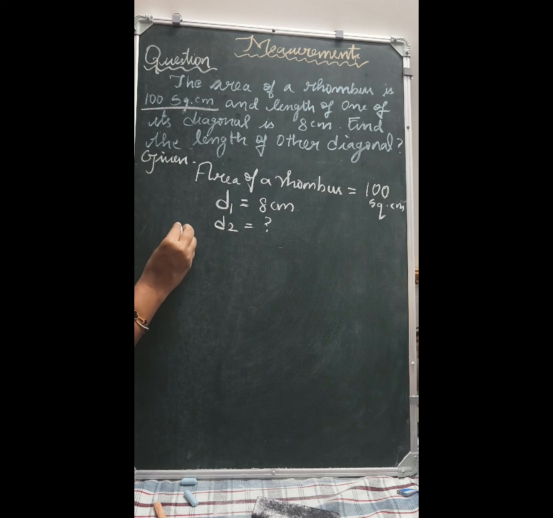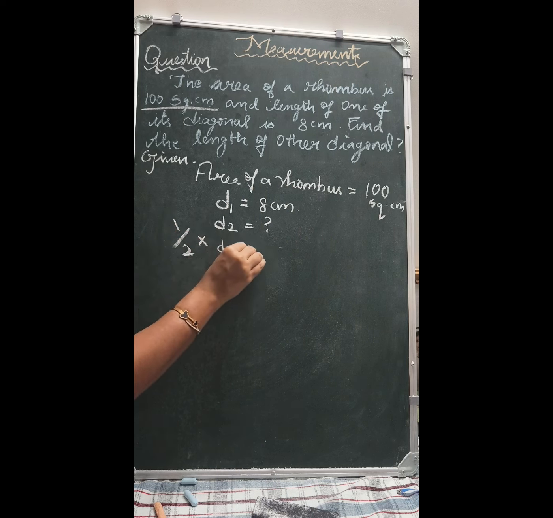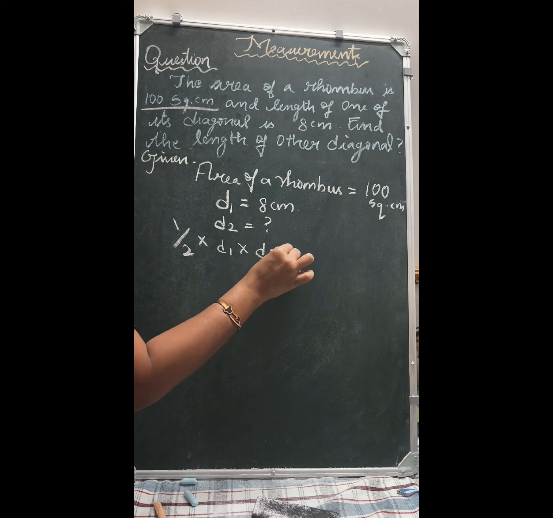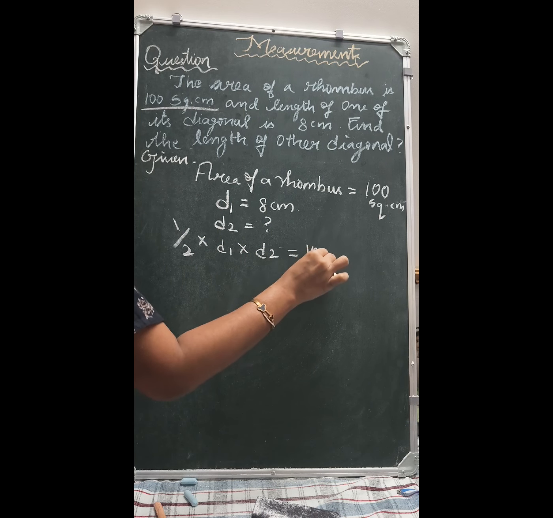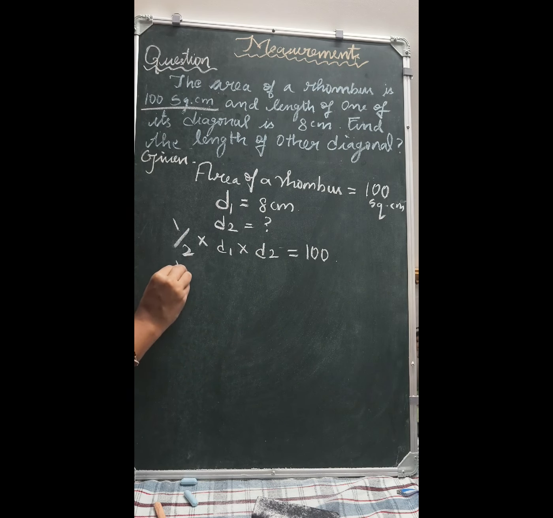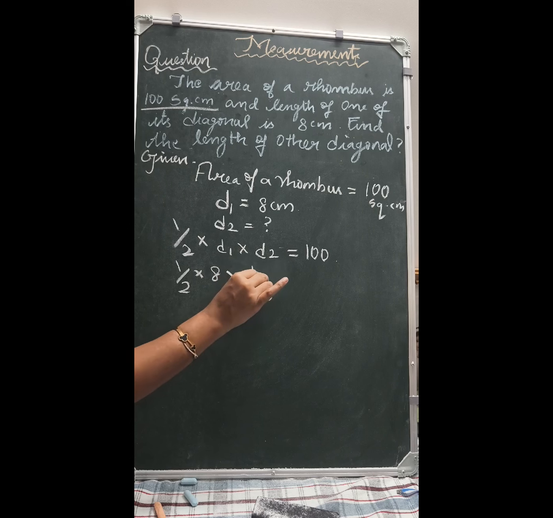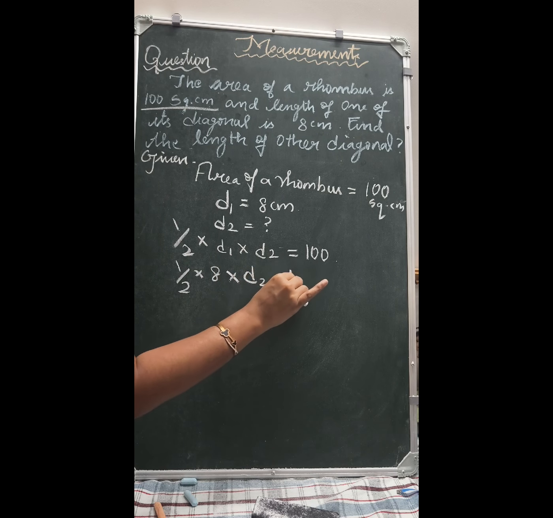So we know the formula of area of a rhombus, right? What is the formula? Yes, half into D1 into D2 is equal to 100. Okay, the next step, half into D1, which is 8 centimeters. So right here, 8 into, we have to find D2. So keep D2 as such, is equal to 100.